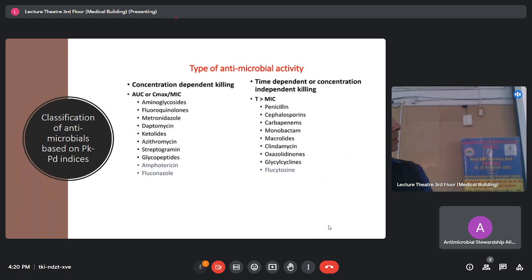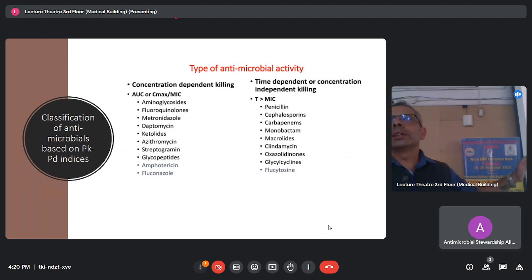Then the other class of drugs where time over MIC is relevant is beta-lactams, primarily these four classes. And macrolides, you might see azithromycin here and macrolides there, it belongs to the same class. Practically, macrolides follow the time dependent killing pattern. Azithromycin is an exception. That is why we have an IV azithromycin formulation available, which gives high peak. Then we have clindamycin, glycylcycline. So basically, these are the antibiotics which have got a time-dependent killing pattern.